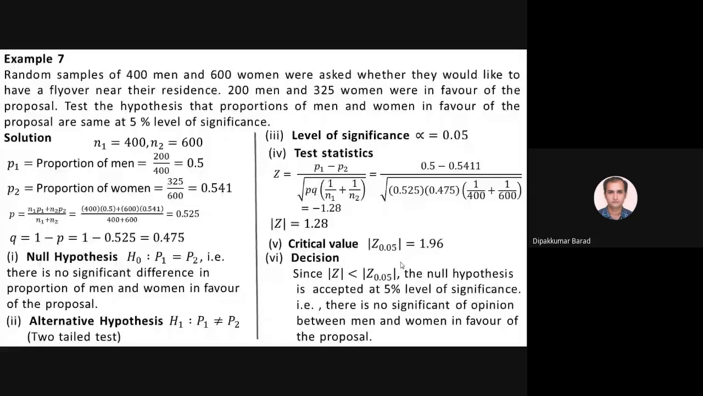Now here we have two different populations, and we have two different samples for the two different populations. As populations, we can say that the first population is the number of men, and the second is the number of women. For that we are given samples of 400 and 600, and out of them we found 200 men and 325 women who are in favor of the proposal.